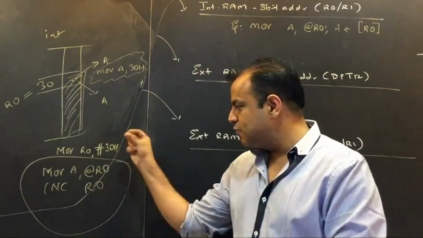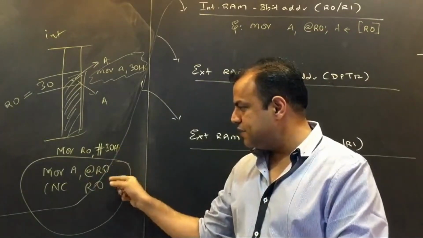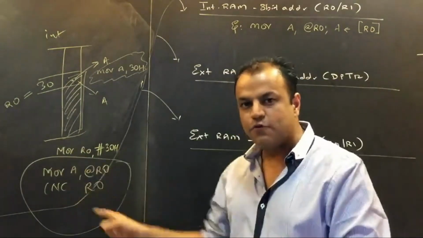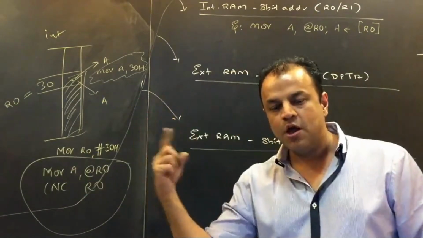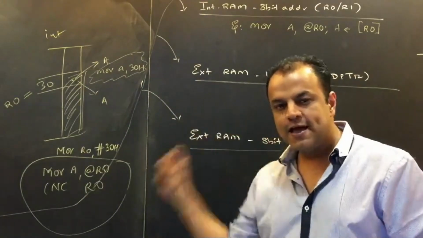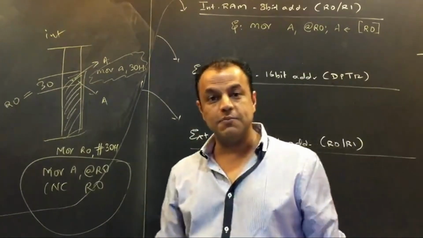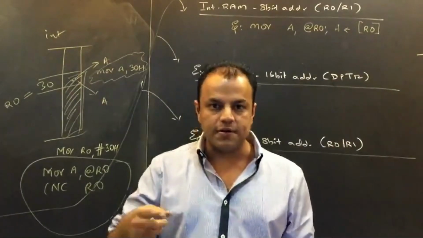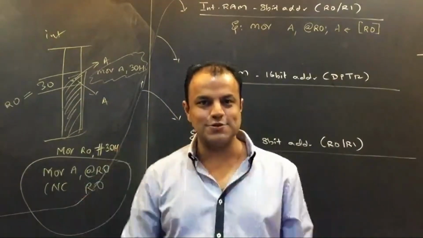As you increment R0, the first time A will get data from 30, then you increment R0, and the next iteration A will get data from 31, 32, 33, 34. As many iterations as you perform, you'll go on getting data from different locations. That is the advantage of indirect addressing mode. The address is given by a register. That register can be incremented or decremented inside a loop to access a series of locations.